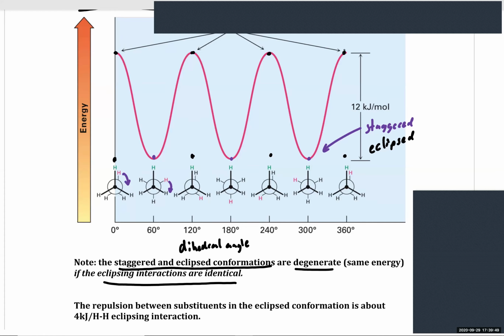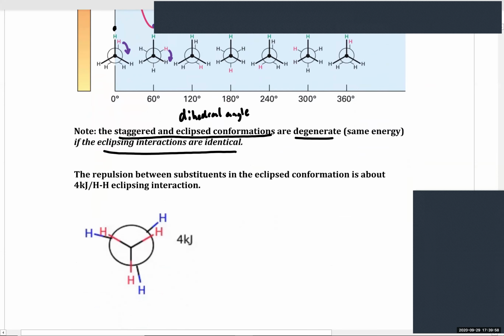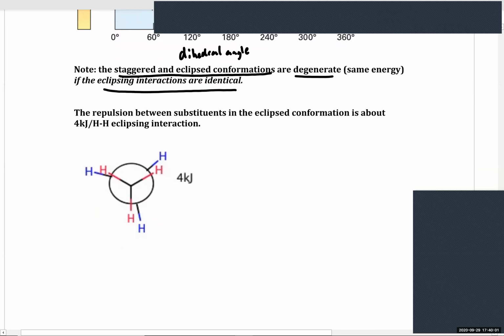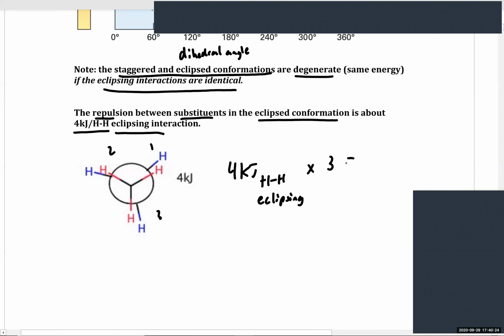So when we have different substituents, we'll begin to see differences in our varying staggered and eclipsed conformations. Now, just to give everyone a tool to estimate some of these eclipsing interactions, the repulsion between substituents in the eclipsed conformation is about 4 kilojoules for every hydrogen-hydrogen eclipsing interaction. So if we have 4 kilojoules per hydrogen-hydrogen eclipsing interaction, and we have 3 of these interactions, that would give us 12 kilojoules of torsional strain.